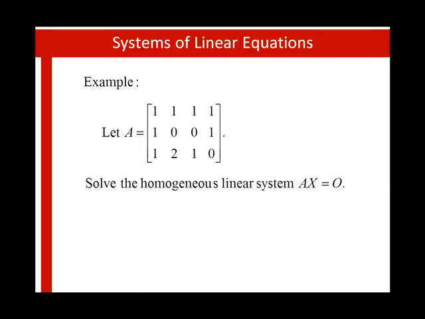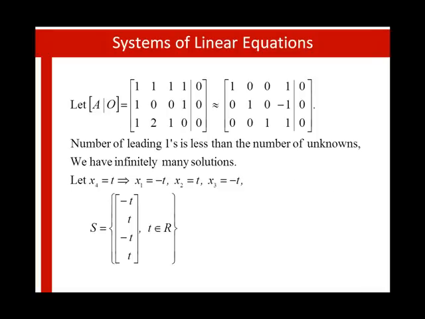Example, let A equal to the matrix with rows 1, 1, 1, 1; 0, 0, 1, 1; 2, 1, 0. Solve the homogeneous system Ax equal to 0. As said before, we write the system as an augmented matrix and apply the Gaussian elimination process to obtain the matrix on the right hand side. As you can see, the number of leading ones is less than the number of unknowns. Therefore, we have infinitely many solutions.